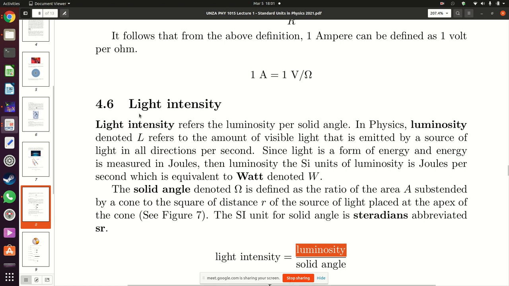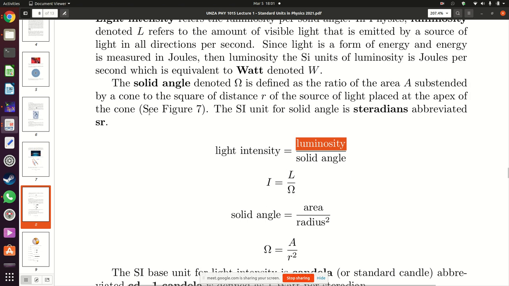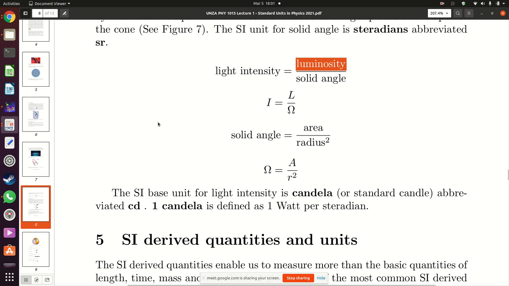Okay. Now there's something missing in these notes, which is amount of substance. But anyway, amount of substance is basically measured in moles. We are talking about the number of moles. Now, I don't know why that is not here.